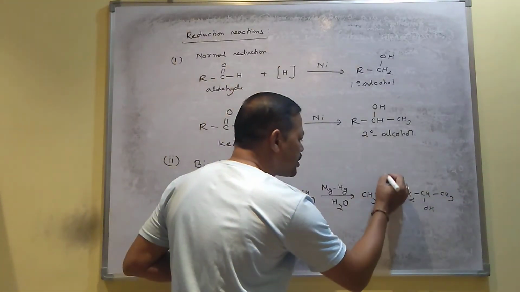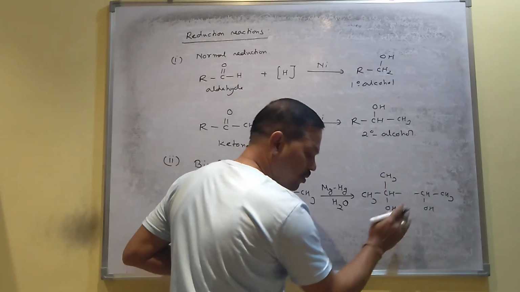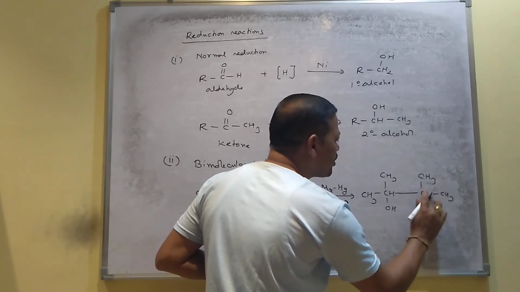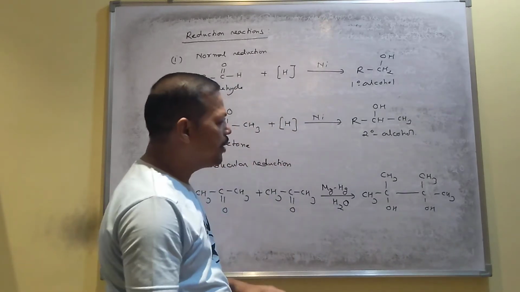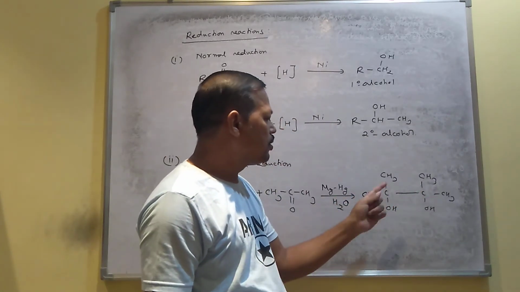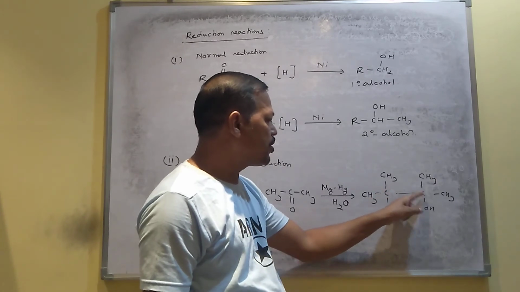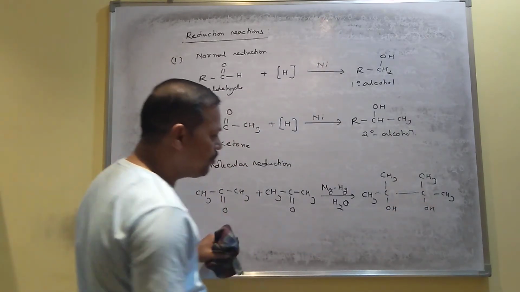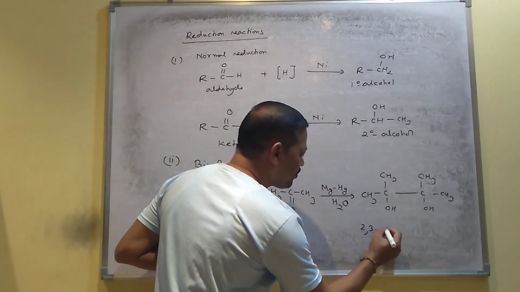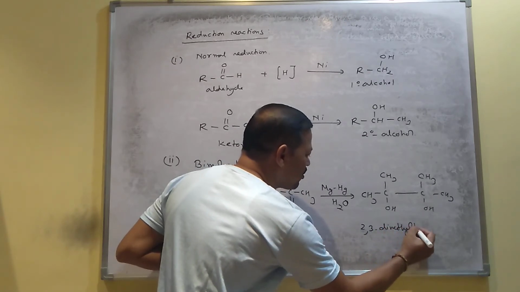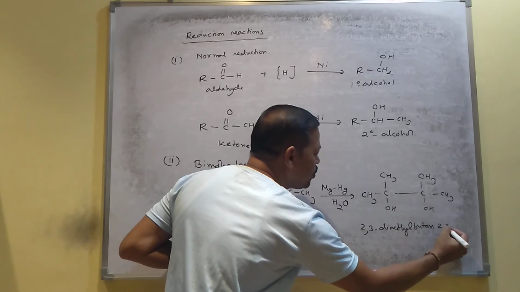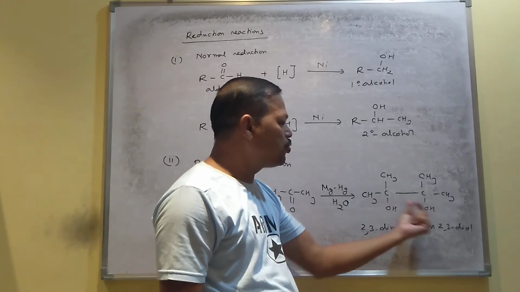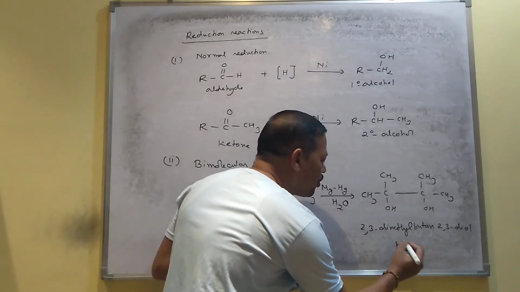Sorry, one methyl group comes here. Like this you will get the product. If you want to write the name: 1, 2, 3, 4 butane, this is 2, this is 3, so 2,3-dimethylbutane-2,3-diol. Like this you can write the name: 2,3-dimethylbutane-2,3-diol. And this type of compound which contains 2 OH groups is also called pinacol.